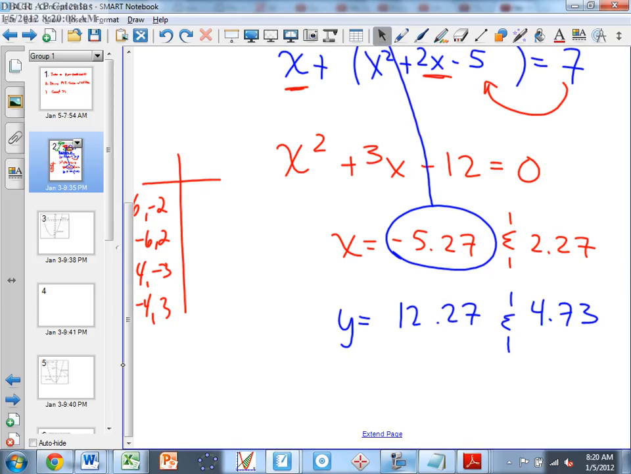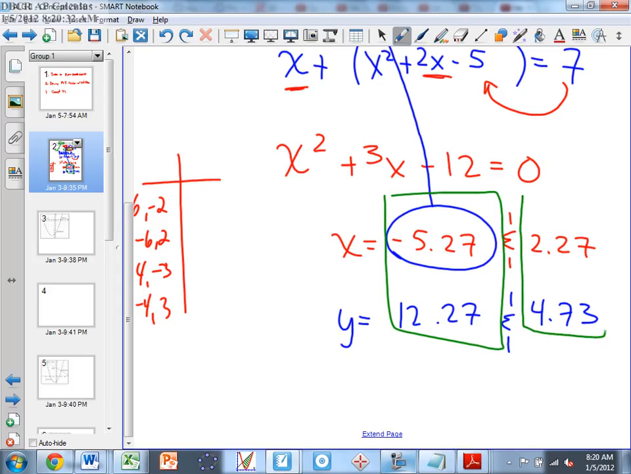Now, again, how did I get these numbers just now for y? I took my value of x, and I took my other value of x, and I plugged it back into the first one. I did it separately, though. Again, you're not solving simultaneously once you're done here. You got the x values, you're done solving simultaneously. Now, these are paired up. They go together because how did you get the 12.27? You plugged in the negative 5.27. How did you get the 4.73? You plugged in 2.27. Very good.